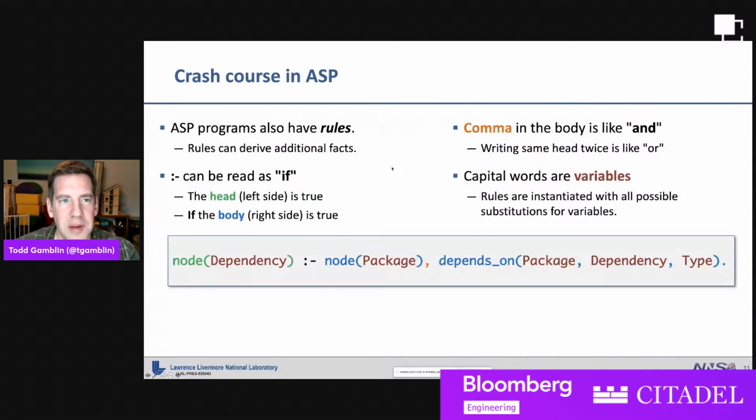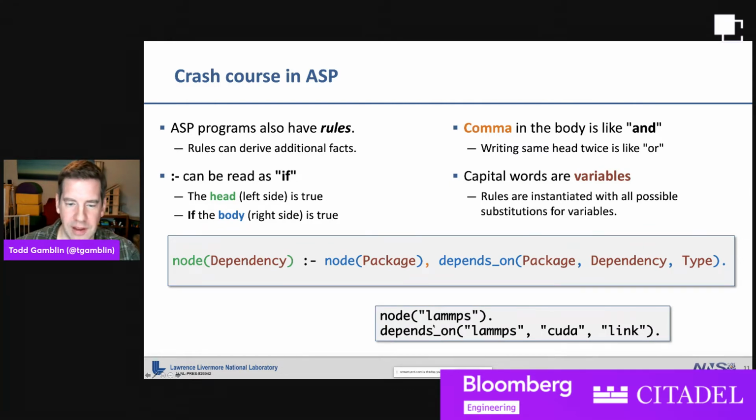There are rules in ASP, and this comes from Prolog again, where essentially you've got a head on the rule, which is what it derives, and you've got a body. If this side of the rule is true, then you derive the thing over here. So essentially, if you derive node lamps and depends on lamps CUDA link, then you derive node CUDA from this, because both of these things are true. The rule says if anything has a node and it depends on that thing in a particular dependency, then the dependency has to be a node too. So you can read this symbol as "if" if you want to interpret what the program means.